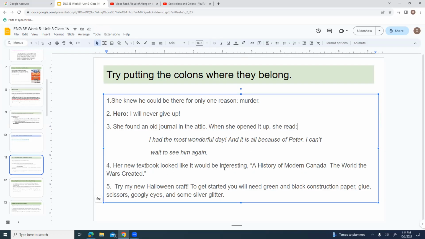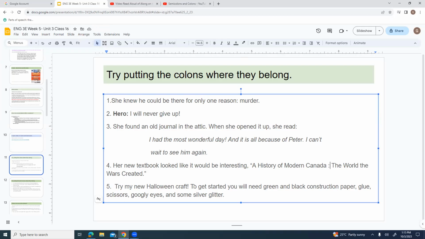Her new textbook looked like it would be interesting. A History of Modern Canada: The World, the Wars Created. Okay, this is one of those things where I think that there's either a subheading or competing headings here, and we should put it between them. A History of Modern Canada: The World, the Wars Created.